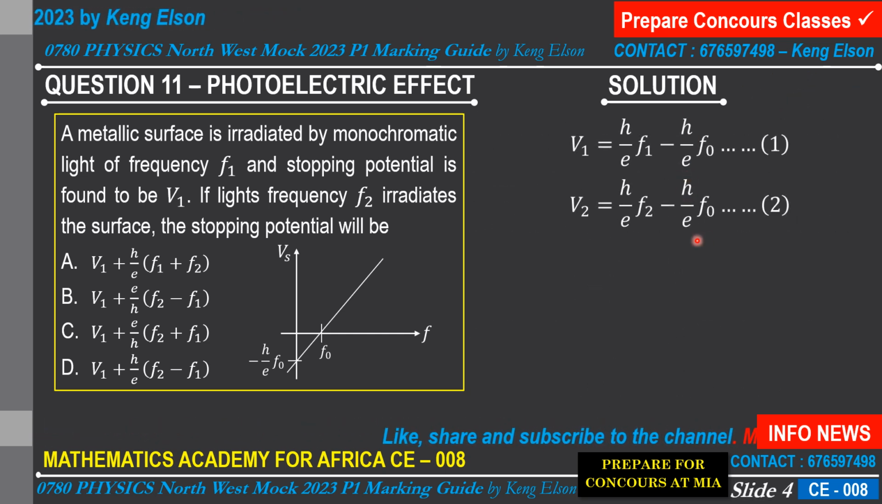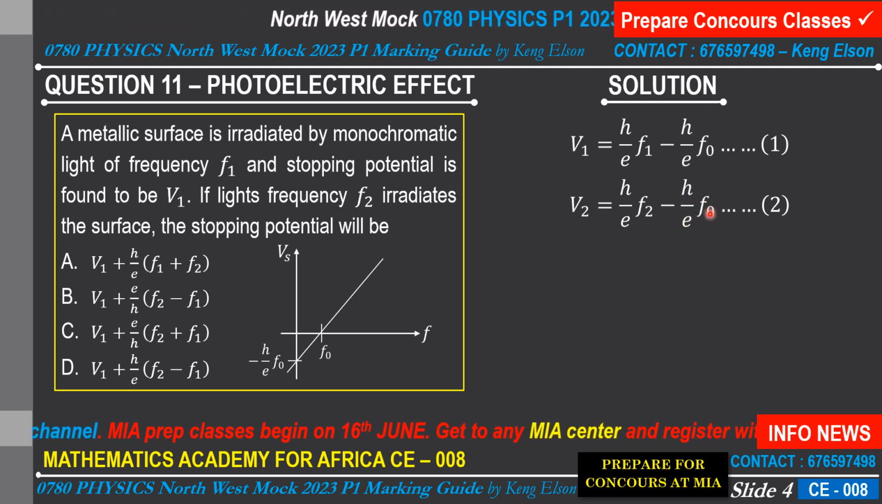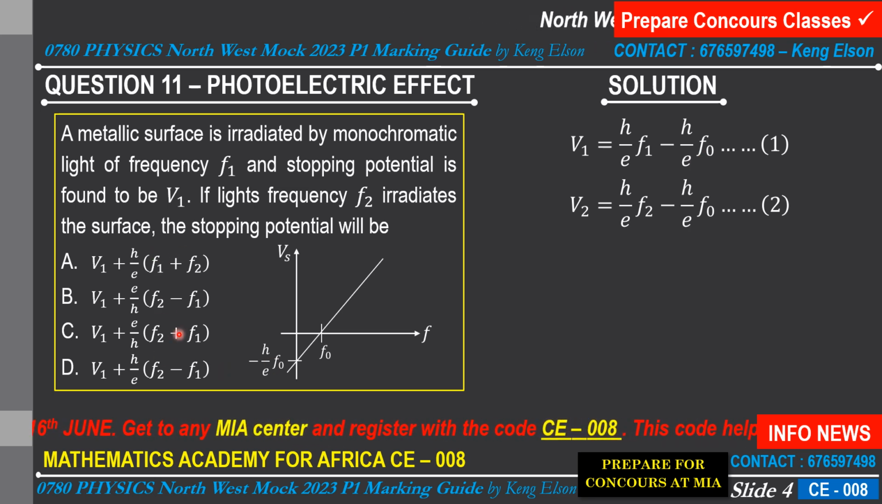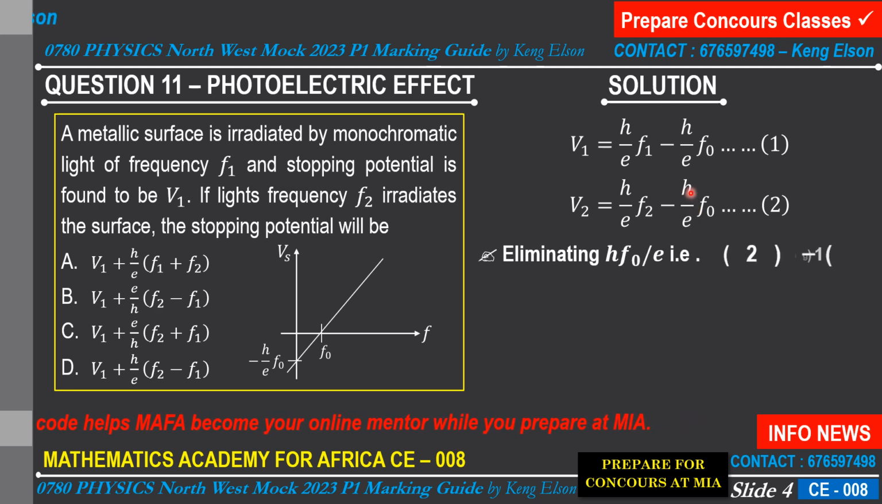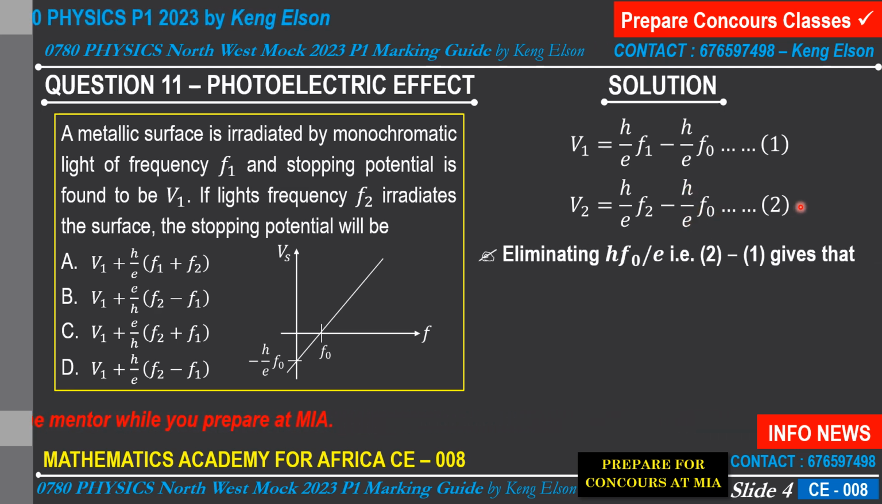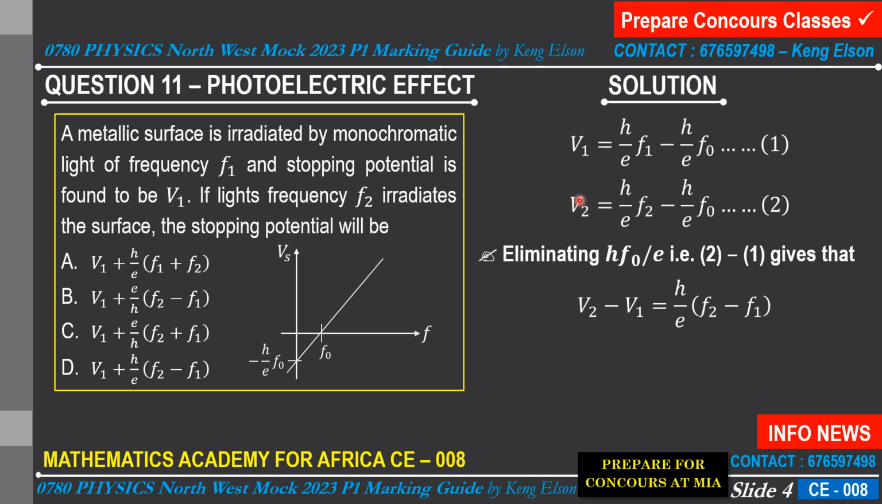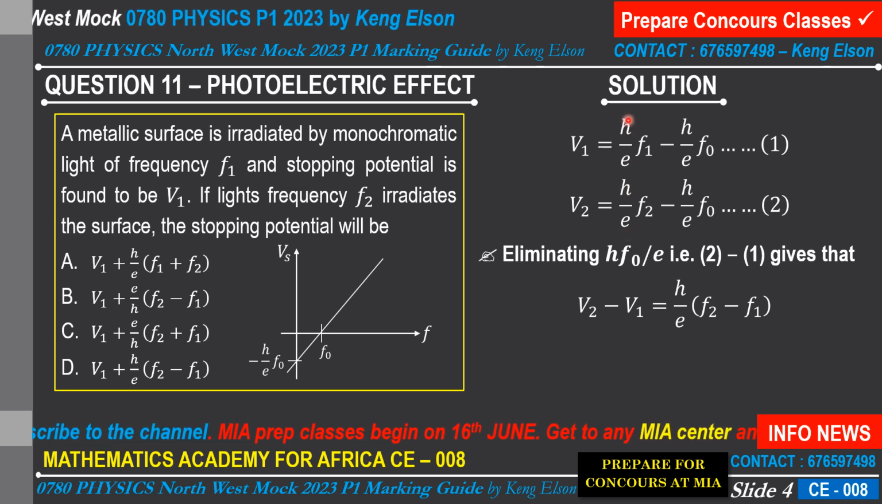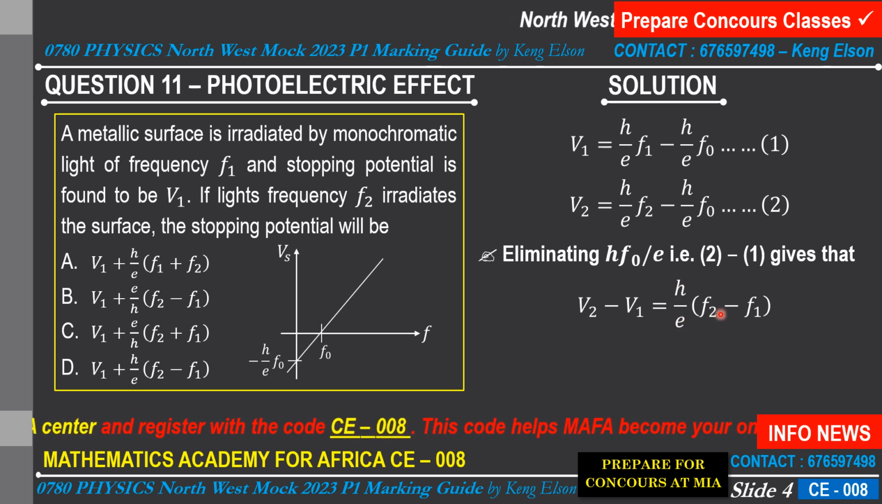Alright, having these two equations, it is clear that if we subtract the two equations, h on E times F0 is going to disappear, because according to my options, I can't see any h on E F0. So I'm going to subtract the two equations to eliminate h on E times F0. I'll take equation 2 minus equation 1 so that my V2 is positive. I get V2 minus V1 equal to h on E F2 minus h on E F1, but h on E is common, so we have h on E into F2 minus F1.